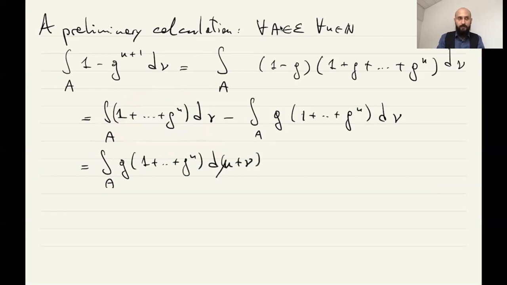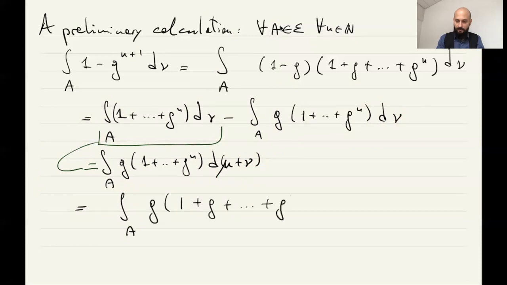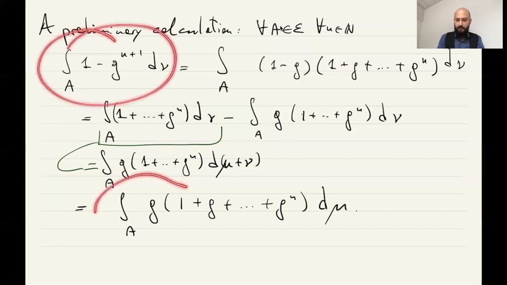So going back to the whole, now you see we got the same function, right? Integrated with respect to this measure minus this measure, which now we can remove the two measures, and what we get is the integral over A of g(1 plus g plus dot dot dot plus g to the n) with respect to the mu. So we got that this integral is equal to this integral here.